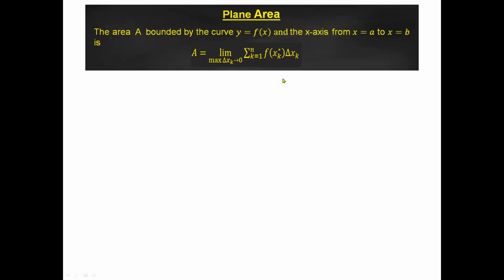So kinopya ko lang ito sa inyong module, yung definition ng plane area. The area A bounded by the curve y is equal to f of x and the x-axis from x is equal to A and x is equal to B. So from x equal to A to x equal to B, and this is our general formula when we solve for the value of the area of any certain figures wherein we can find bounded by curves and some lines in a given sketch of a graph.